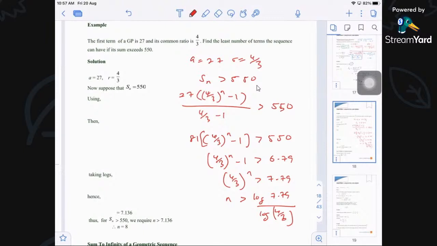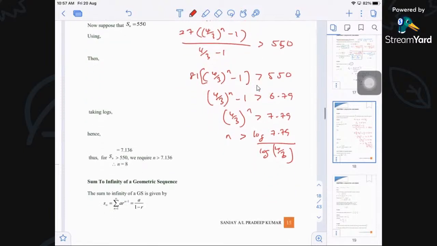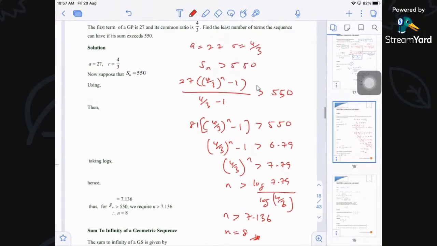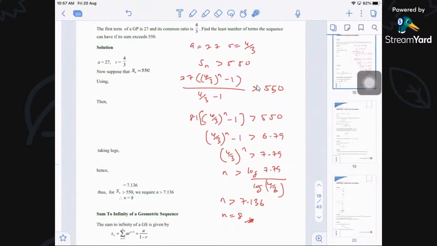So divide by log 4 over 3 there. So I think you get n is greater than 7.136. Therefore, n must equal 8. Okay, I hope this is very clear for everybody. Understand? This is very clear for everybody.